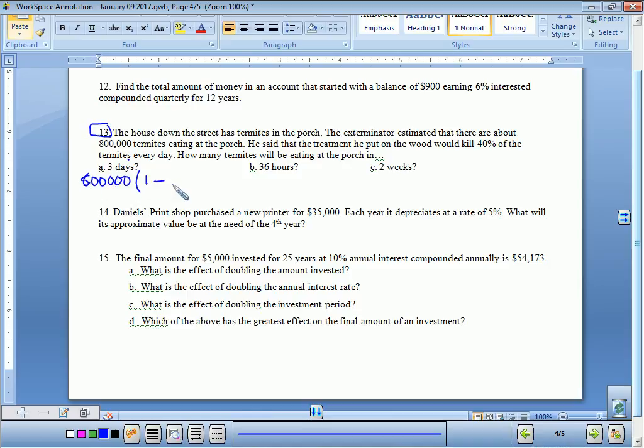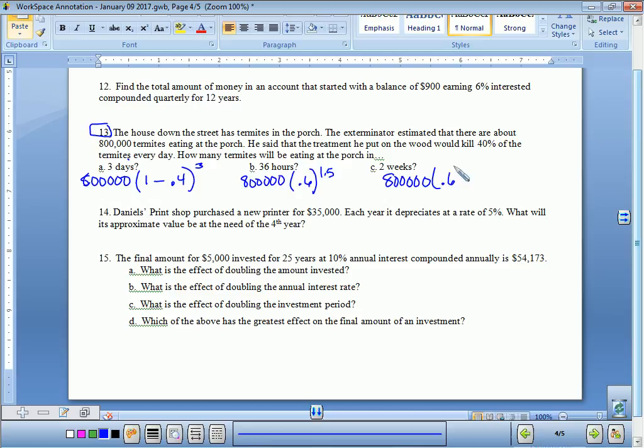We're going to do 1 minus the percent because they are being killed off. And it's 3 days, so it's to the third power. Versus this one, this is 36 hours. That's the wrong unit. To switch hours into days, you would divide by 24. 36 divided by 24 is a day and a half, 1.5. You can look at that and go, oh, a day and a half. So we do 800,000 times 0.6 to the 1.5. That'll be 1.5 days. And then C is 2 weeks.